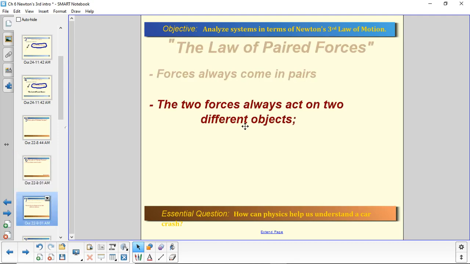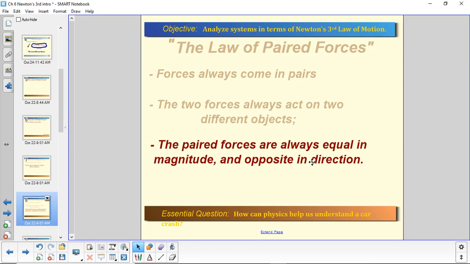Now, second, the two forces always act on two different objects. So to go back to that baseball and bat example again, the two objects are the baseball and the bat. The bat pushes on the ball, and the ball pushes on the bat. Third, the paired forces are always equal in magnitude and opposite in direction. So the bat is pushing the ball toward the fence for the home run, but the ball is pushing the bat backwards, back toward the batter, back toward the catcher, maybe a better way to say it.